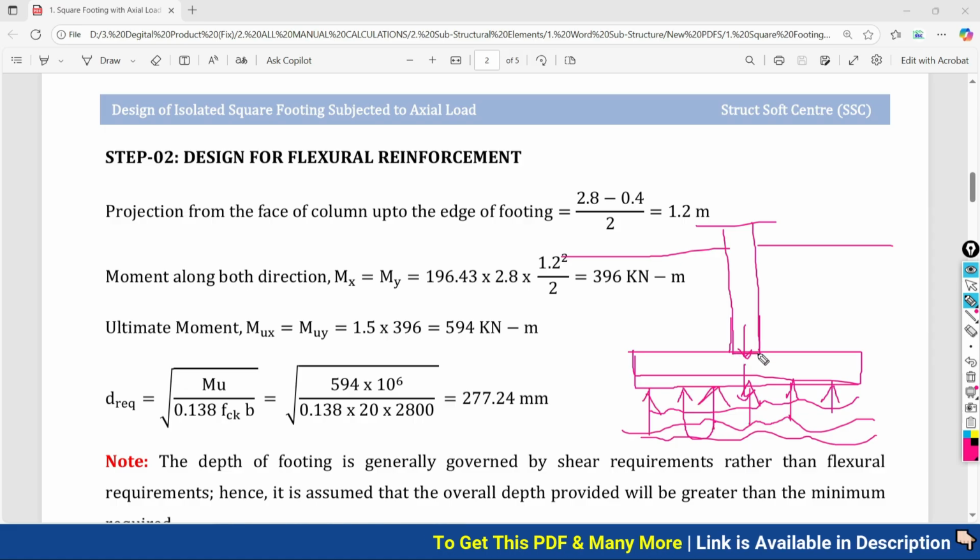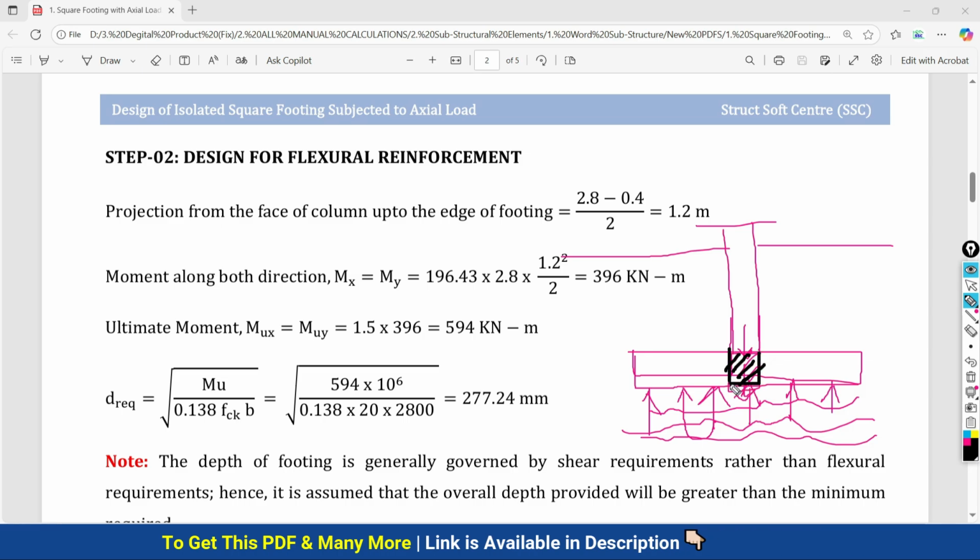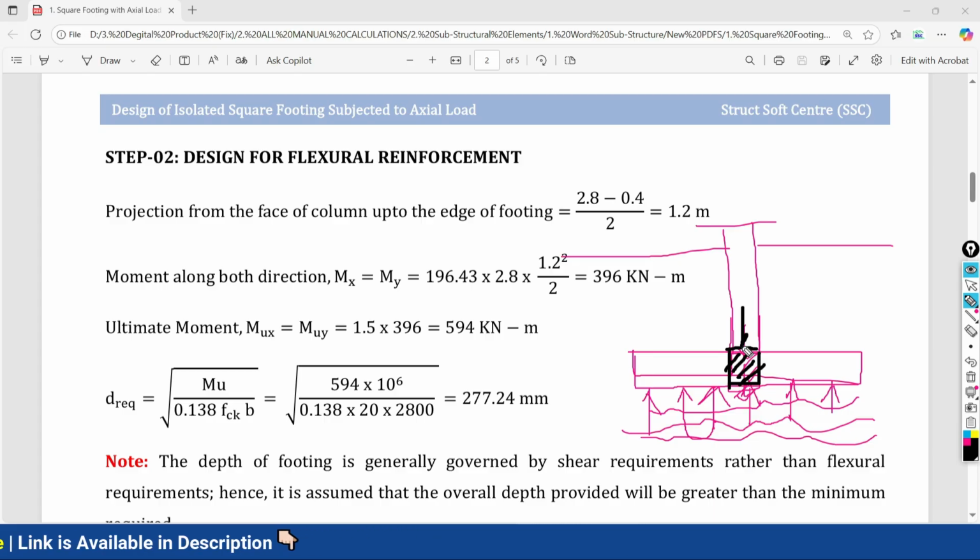Upward soil pressure is available at every point. So this part of the footing is going to behave stiff enough. It is a rigid part because action is there, reaction is there, and we consider them as equal. So it is going to become very stable, very stiff, very rigid, so it is not going to move anywhere.